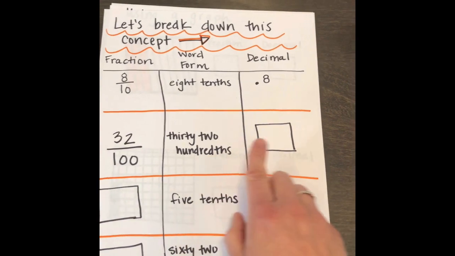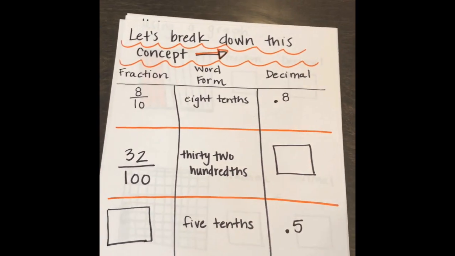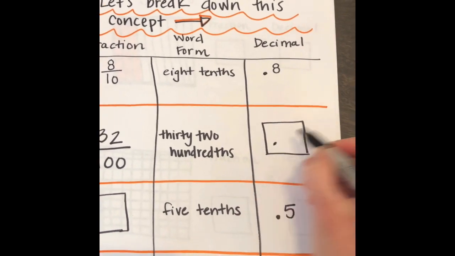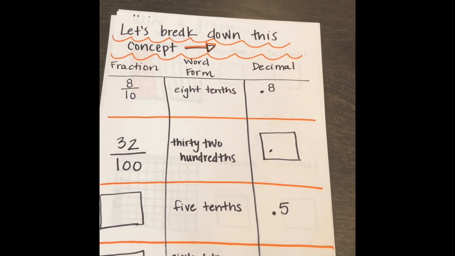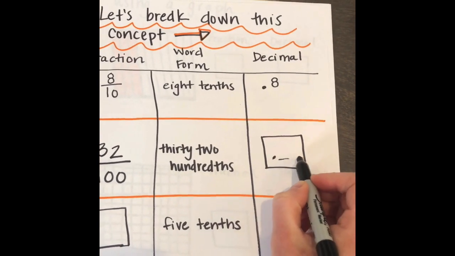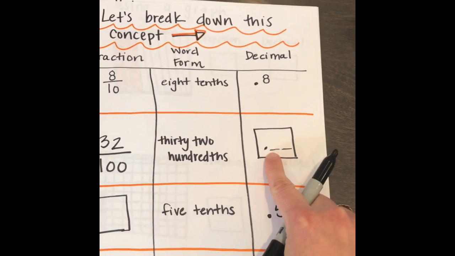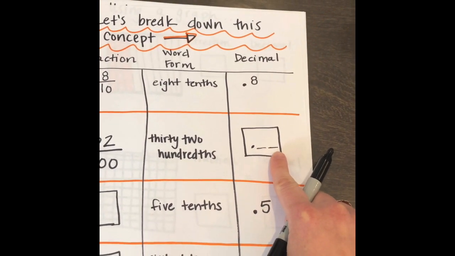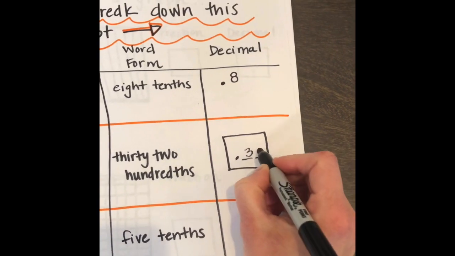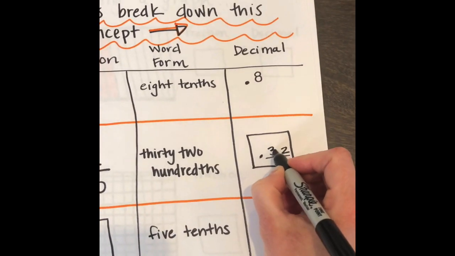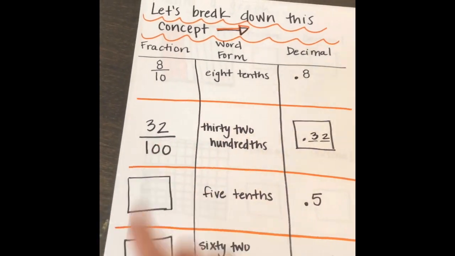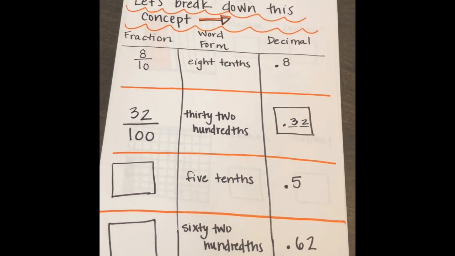So, how can we convert that into a decimal? Well, first we're going to start with our decimal point, and then remembering my place values, the first is the tenths, the next is the hundredths. I'm going to place my number into those slots, therefore making equal fractions to your decimal.